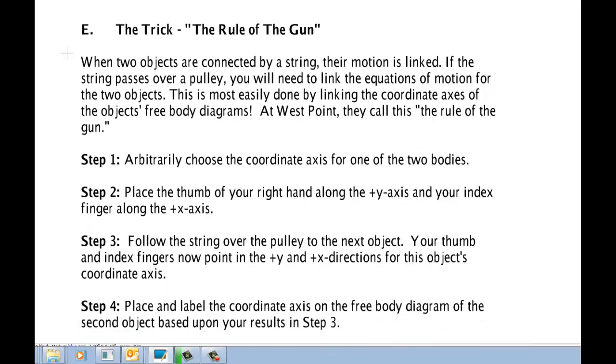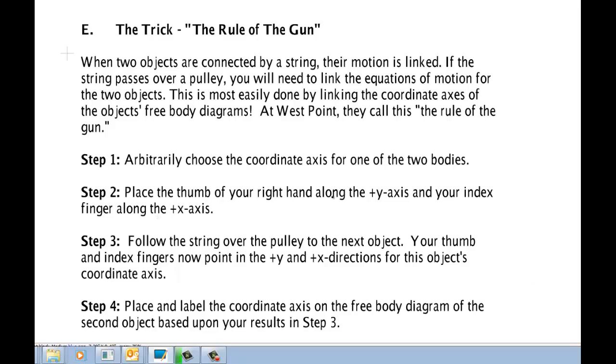When working problems like this, we want to use what is called the rule of the gun. If you have a pulley and two objects connected with a string across that pulley, what you want to do is draw the free body diagram of one of your masses and choose an axis for that mass. Then draw the second free body diagram, but you don't get to arbitrarily put the axis down for that. What you have to do is apply the rule of the gun to get your axis set. And here's the way it works.